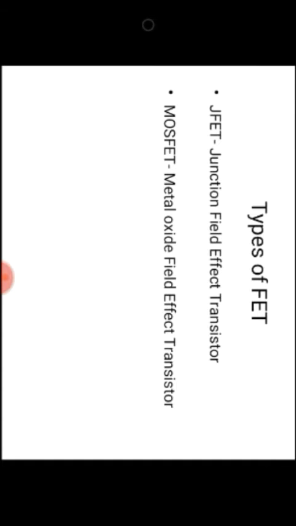The types of FET: there are two types, the junction field effect transistor, JFET, and the metal oxide semiconductor field effect transistor, MOSFET. First we discuss the JFET, its working principle, characteristics and biasing methods, and then the MOSFET. In this lecture we discuss only the JFET, and in the next lecture we discuss the MOSFET.